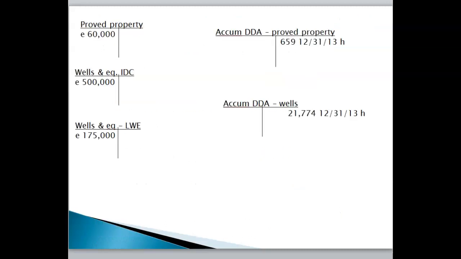So you can see I've updated the T accounts to show the amounts that were recorded to accumulated DDNA to date for proved property and for wells.